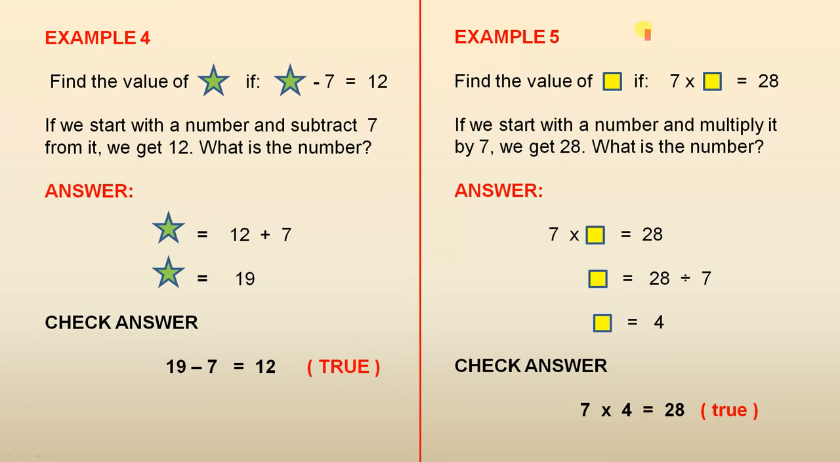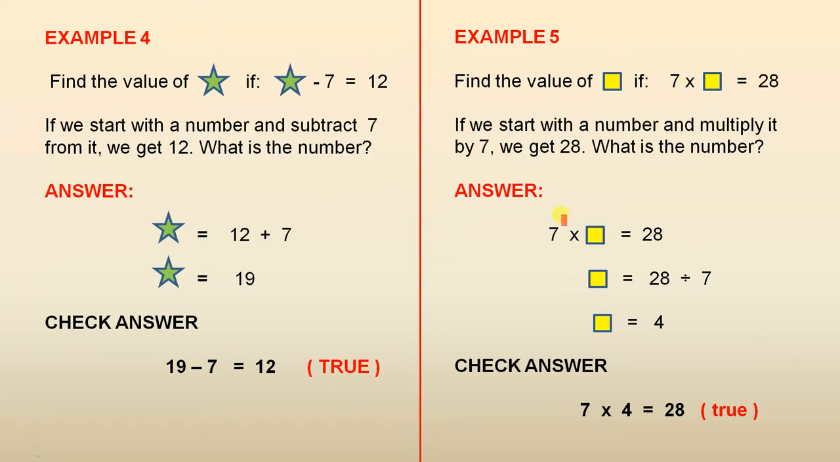Example 5. Find the value of the square if 7 times the square equals 28. If we start with a number, and we don't know what that number is, and multiply it by 7, we get 28.